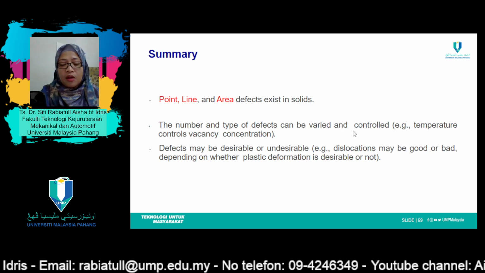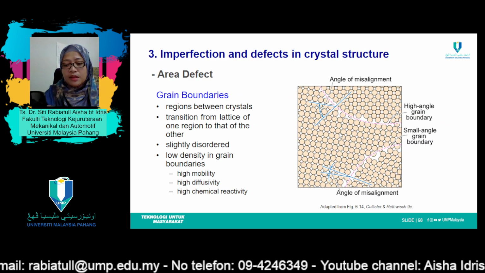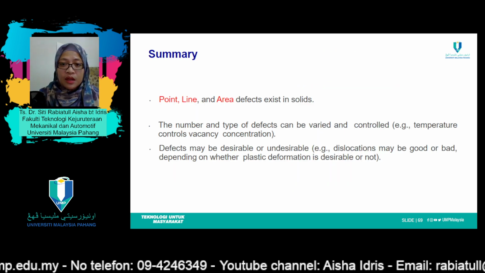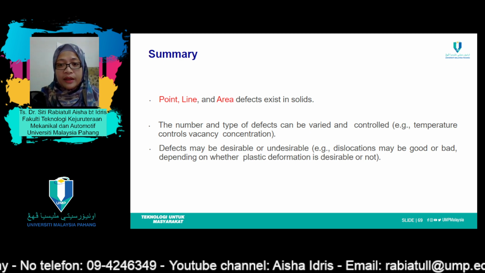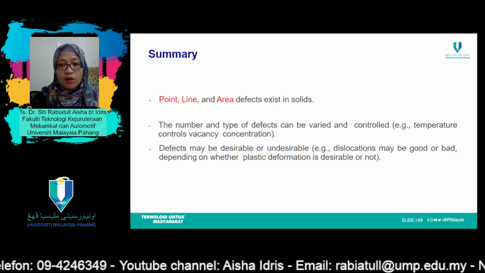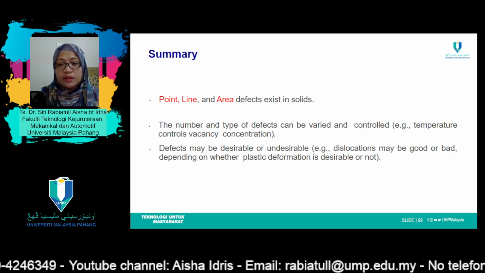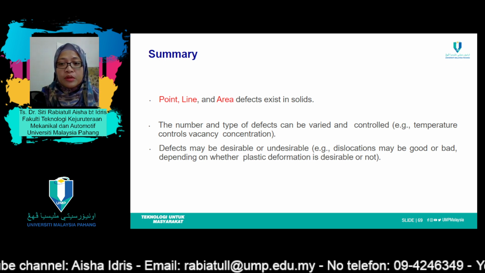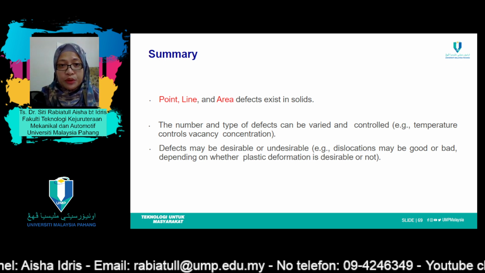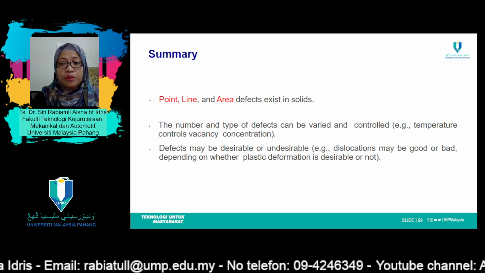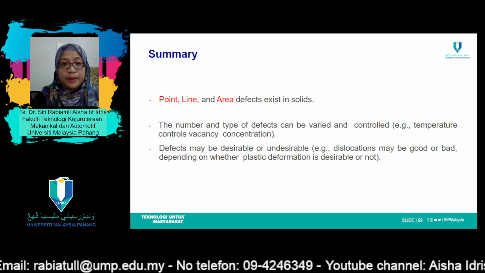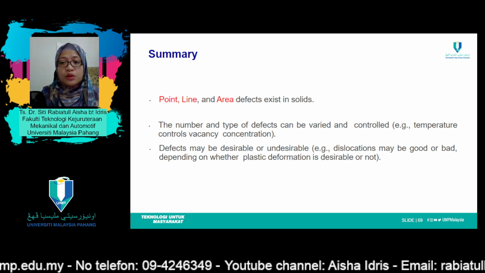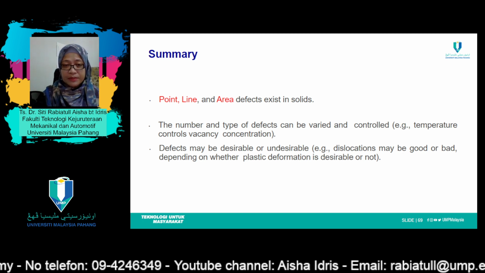Okay, so that will be the last part in imperfection and defects in crystal structure. As a summary, number one, point, line, and area defects do exist in solids. Number two, the number and types of defects can be varied and controlled, either using temperature controls and so on. Number three, defects may be desirable or undesirable. Well, it depends on the type of product that we want to produce. Sometimes we do want to have those types of defects, and sometimes we don't want them.